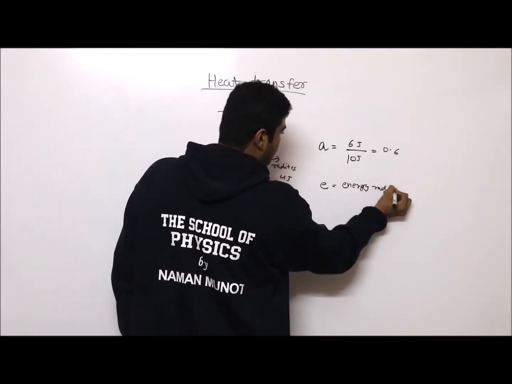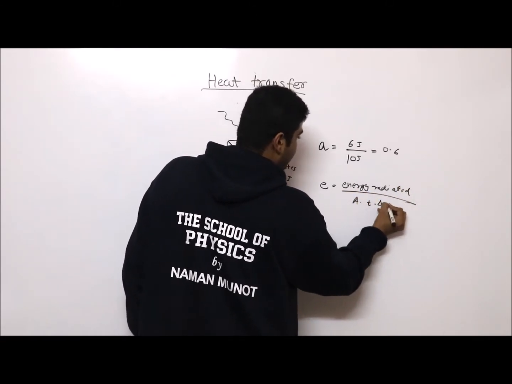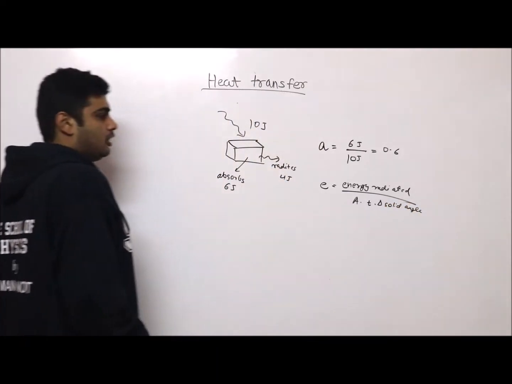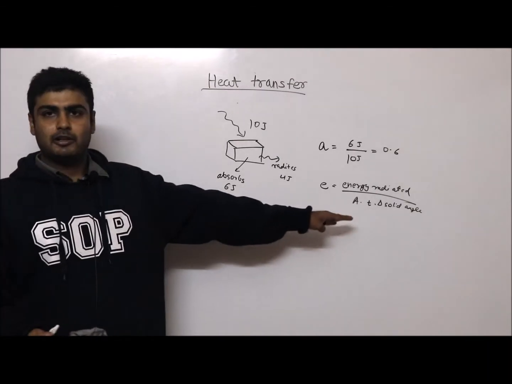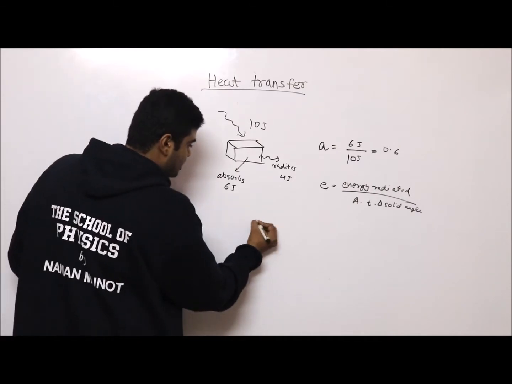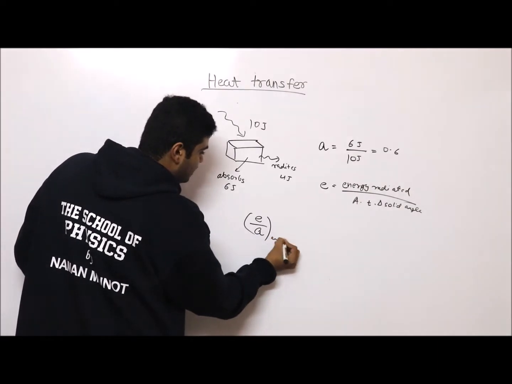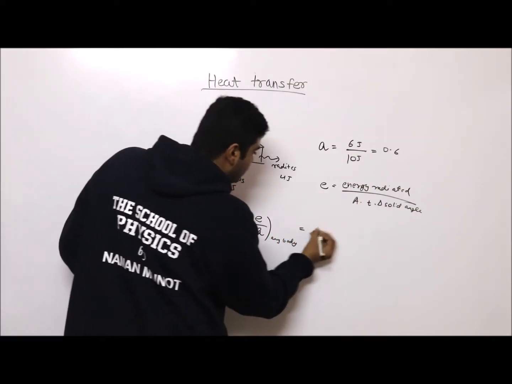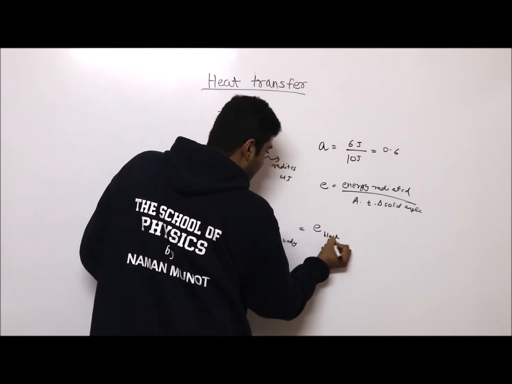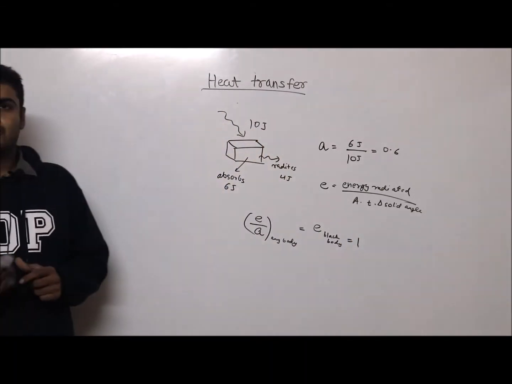Here it is 4 joule per unit area, per unit time, per unit solid angle. We will not go into details. What we will come to is actually the law. So the law says that E upon A for any body is equal to the emissivity of a black body, which is equal to 1. So this is our law number 1, which is Kirchhoff's law.